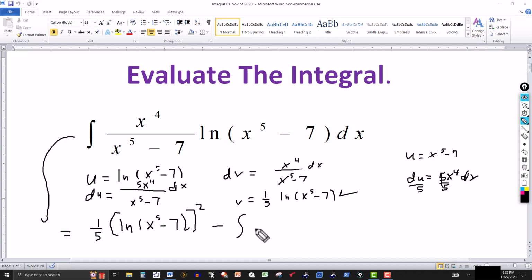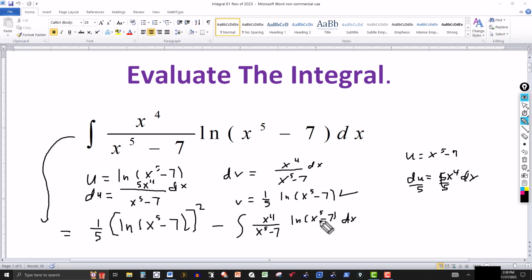Okay, so now for this part here, it's v, which is right here. V is right here. And then it's times du. So what I'm going to put in here is v right there, and du, which is 5x to the fourth over x to the fifth minus 7 dx. So notice here the 5 and the 5 are going to cancel out. So that's going to give me x to the fourth over x to the fifth minus 7. And then it's ln again, ln of x to the fifth minus 7.